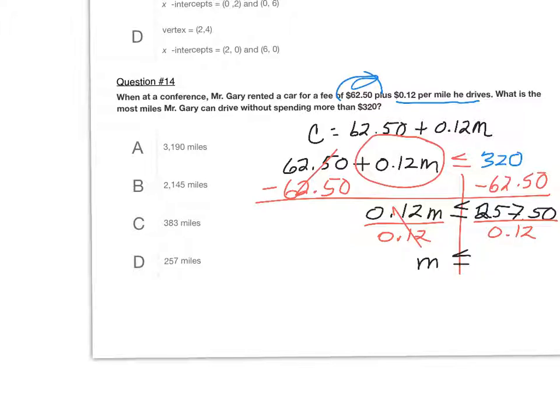We're going to take that 257.5 and divide it by 0.12. And we get 2,145.83 repeating. So the closest answer that is less than 2,145.83 miles is B, 2,145 miles. Next.